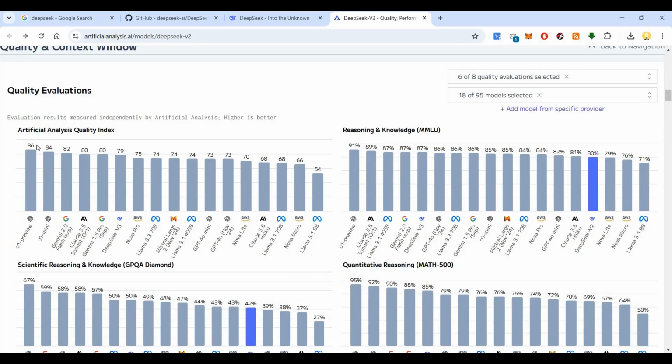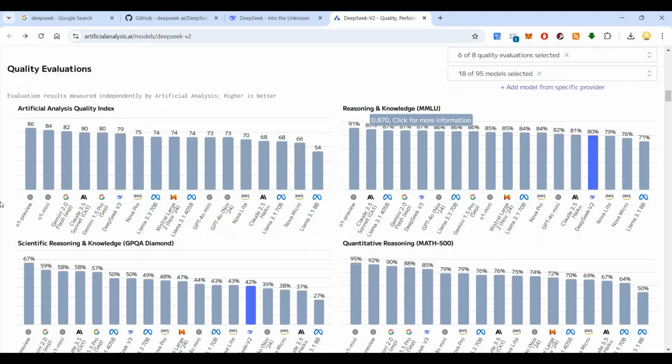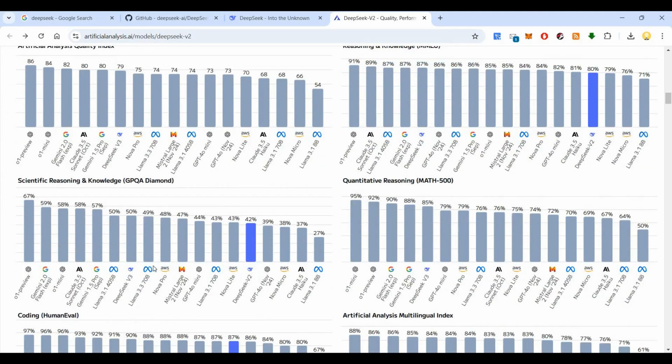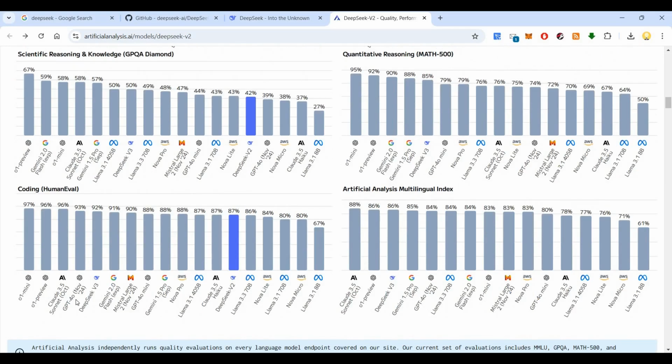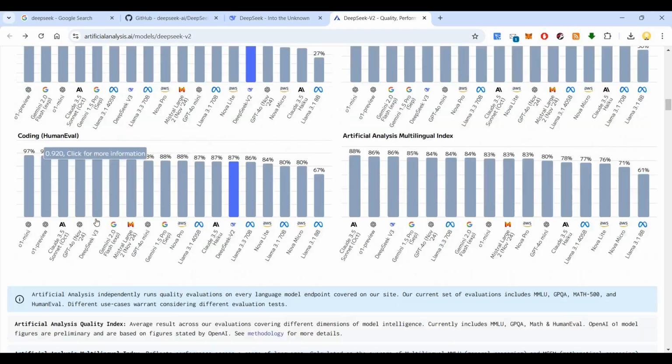This is quality evaluation: quality index, reasoning, and knowledge. This is Llama. DeepSeek V2 is sitting here, and this is DeepSeek V3, which is sitting here. For scientific reasoning and knowledge, DeepSeek is also sitting pretty intelligently. Quantitative reasoning, it is here. Coding, we see DeepSeek is pretty good at that too.